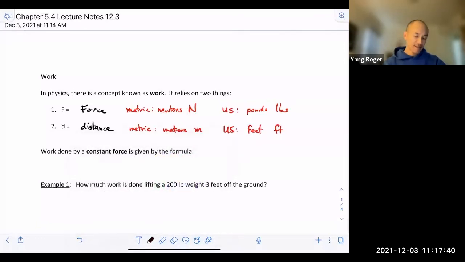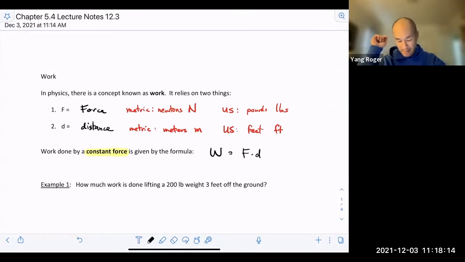And you may have studied some basic physics in high school or something, but when you talk about the work done by a constant force, a constant force just means the force is moving very steadily. It's not increasing and then decreasing or anything like that. It's just a very steady force. The work done by a constant force is given by the following formula. Work is equal to force times distance. Okay. Now, what does this mean?